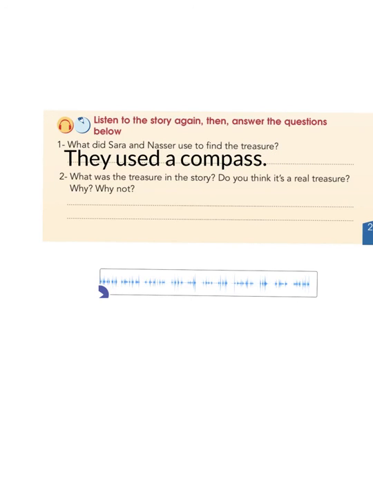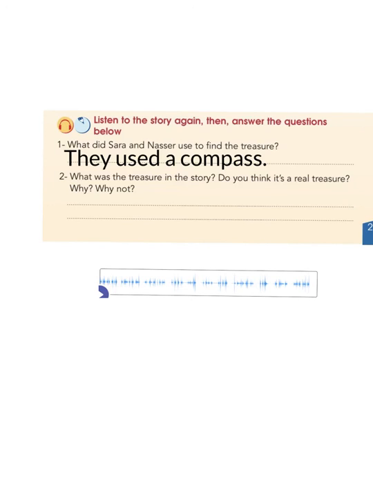Question number 2. What was the treasure in the story? Do you think it's a real treasure? Why? And if you don't, why not? The treasure was old Kuwaiti stamps. Excellent. Now, do you think it's a real treasure? Yes. Yes, of course, it's a real treasure. Why? Because it's our heritage. Excellent.